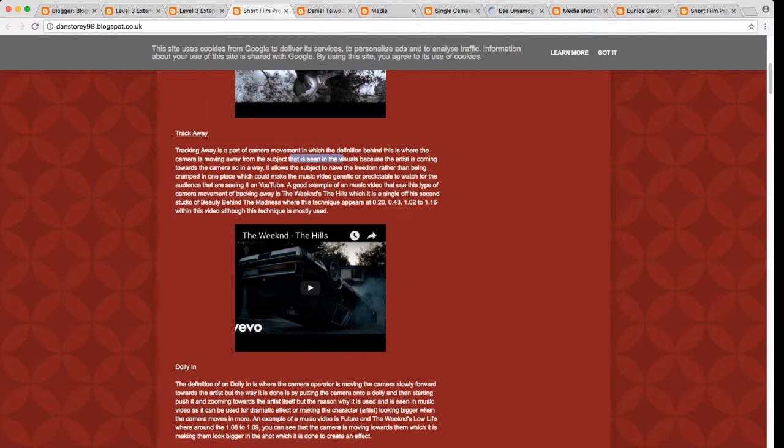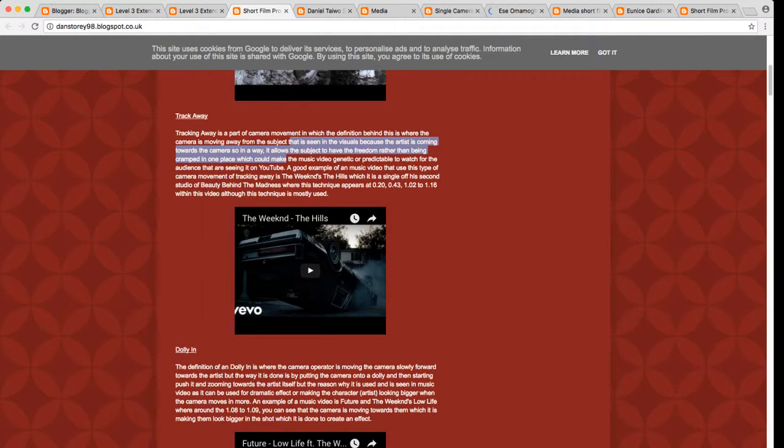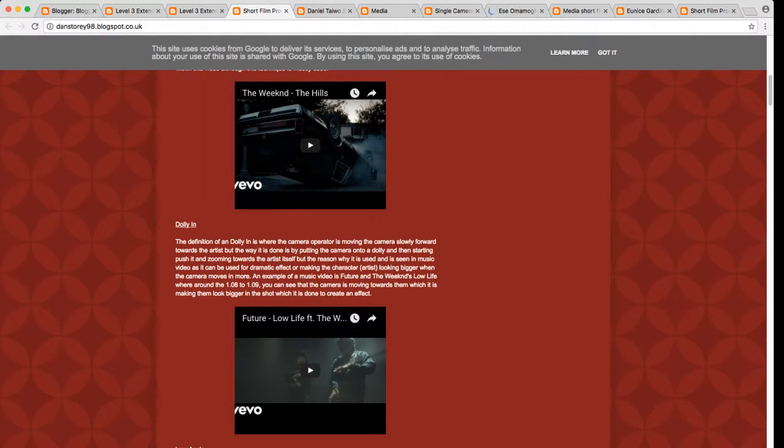Again, you're saying the artist is coming towards the camera. It allows the subject to have the freedom rather than being cramped. Yeah, there is some discussion of purpose. I think one of the key things you want to think about is the fact that it shows that the artist is powerful and dominant and walking towards the camera so as to move the audience away.